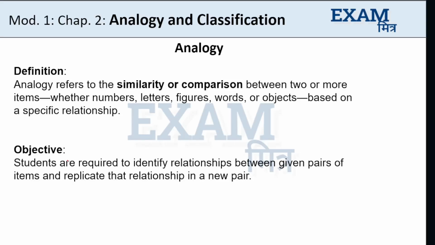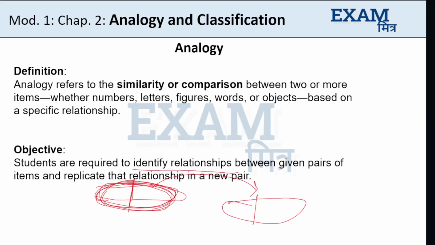What is the objective of this chapter? The objective is students are required to identify relationships between given pairs of items and replicate that relationship in a new pair. So there will be a given pair and we will try to understand the relationship of that pair. After understanding the relationship, we will apply the same relation on the next pair and try to find the unknown value of the pair. Okay, so let's proceed.